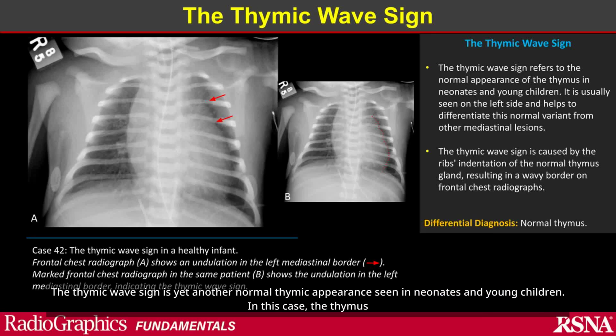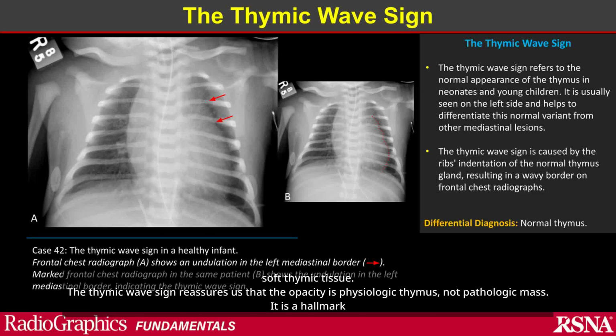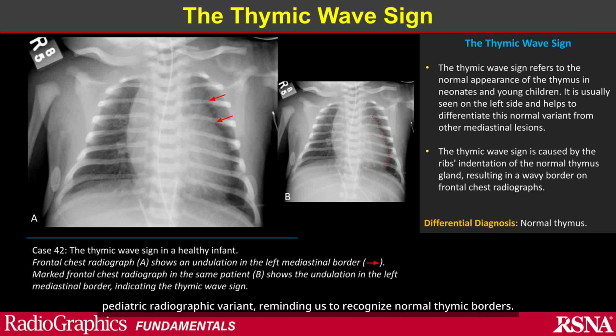The thymic wave sign is yet another normal thymic appearance seen in neonates and young children. In this case, the thymus displays a wavy contour on frontal radiographs. The undulating margin is created by the impression of adjacent ribs against the soft thymic tissue. The thymic wave sign reassures us that the opacity is physiologic thymus, not pathologic mass. It is a hallmark pediatric radiographic variant, reminding us to recognize normal thymic borders.